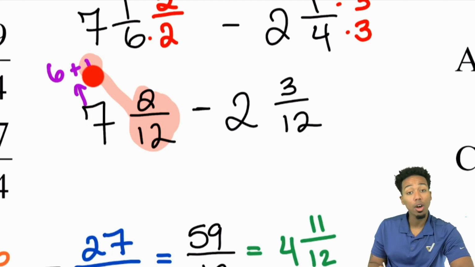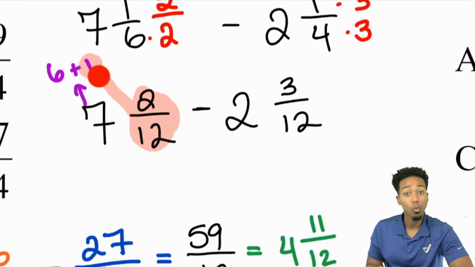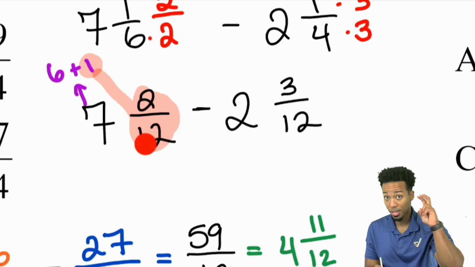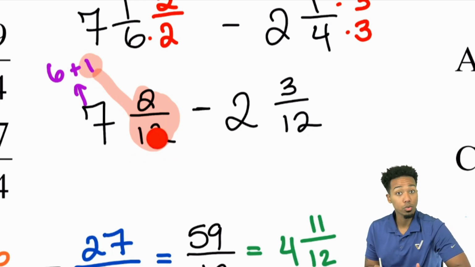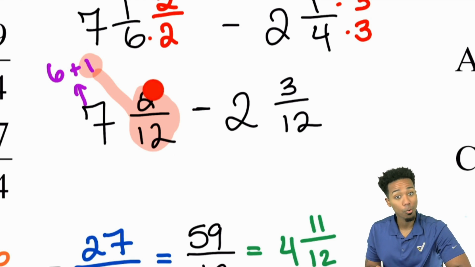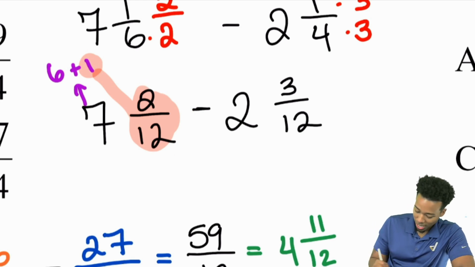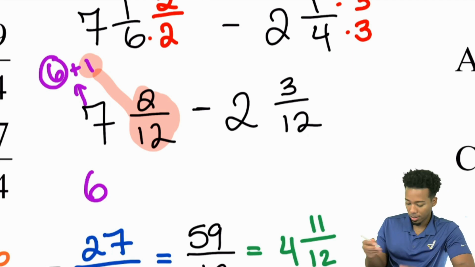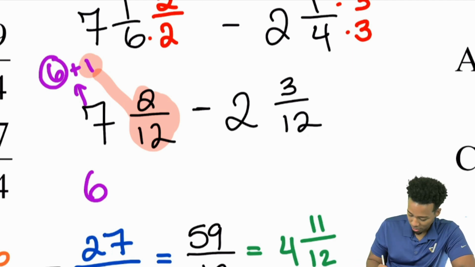Because you're adding one whole in there. So 1 times 12, because 12 represents the whole thing, is 12. Add it back up, it's 14. And so what you end up getting is now 6, and then that extra 1, you put it back into the improper fraction as 14 over 12.